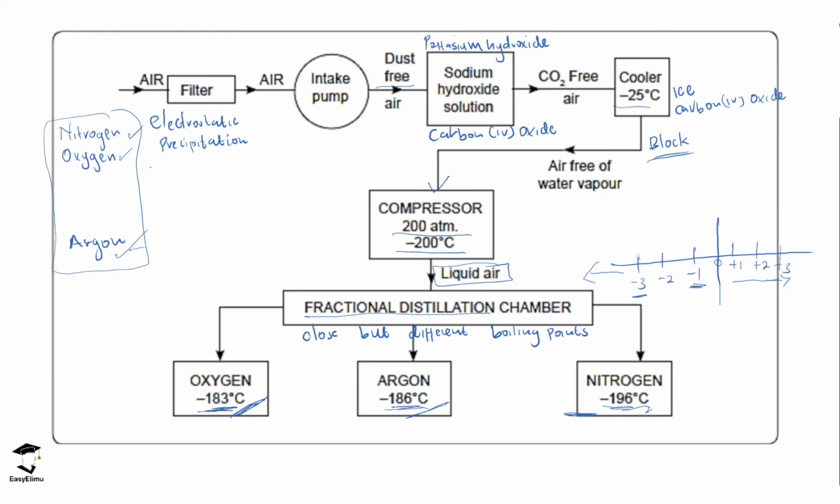So that's why we say nitrogen, which is -196, has the lowest boiling point and will be collected off first, and then the one that follows it is argon, and then finally oxygen is collected as the last constituent. So I hope you've understood. Let's look at one question.